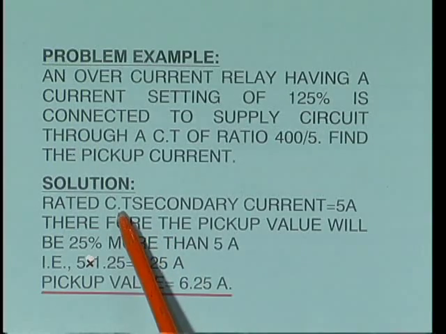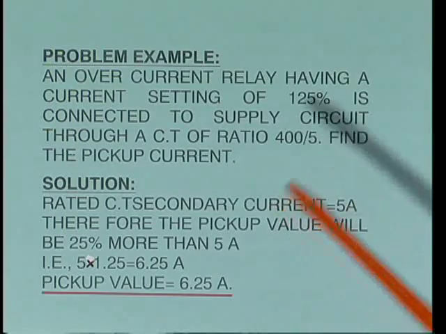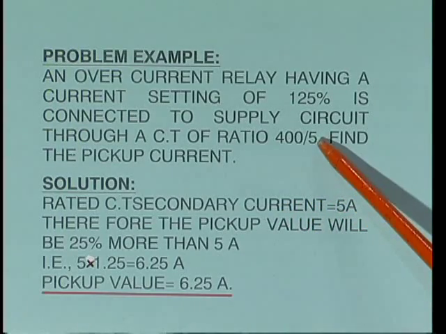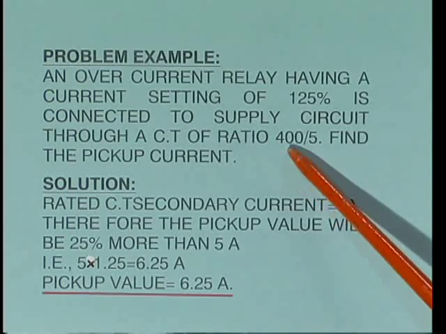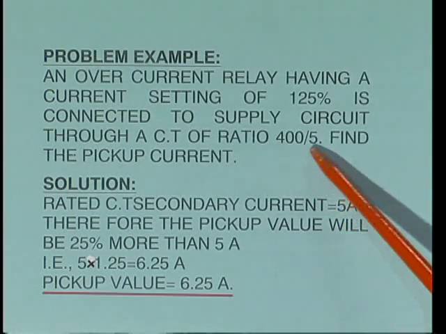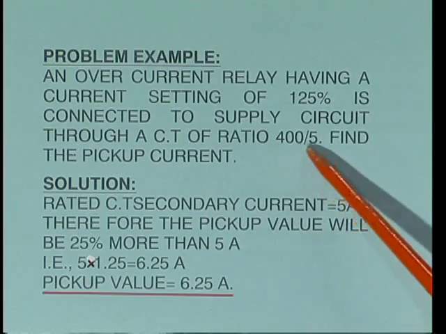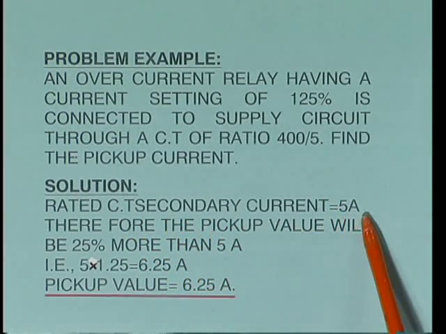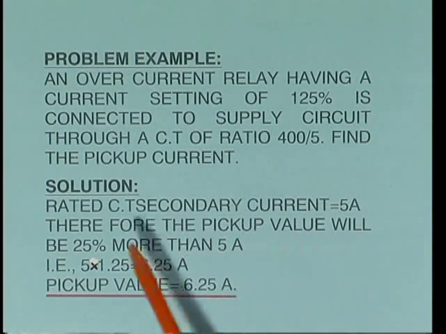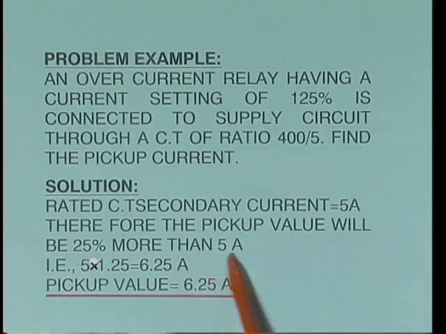Rated CT secondary current is equal to 5 amperes. Here this is the CT ratio. CT ratio means, as you already know, the transformer ratio. This is the primary turns, this is the secondary. So the transformer ratio is given by N2/N1. This is related to the primary, this is related to the secondary. So the rated CT secondary current is 5 amperes. Therefore the pickup value will be 25% more than 5 amperes.